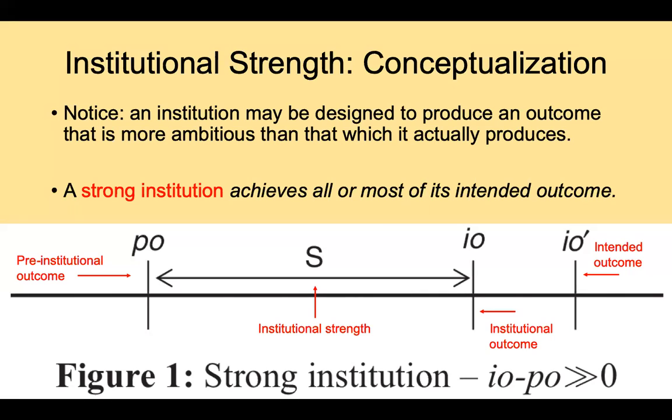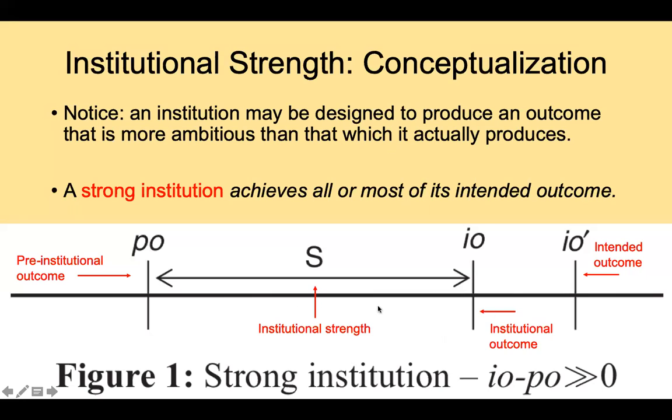In this regard, we're thinking about institutional strength in relative terms. It's not absolute. Absolute would require that all of the intended outcome be achieved, that all of the intended change in behavior or expectations be observed.